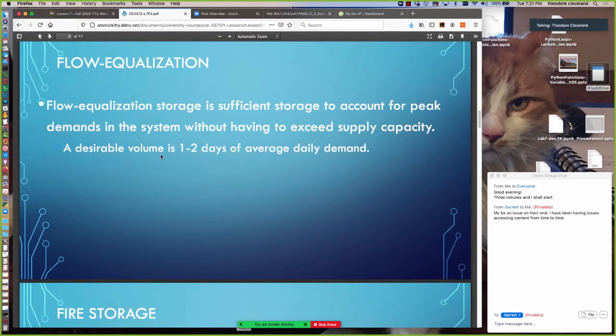Flow equalization storage, as a rule of thumb, its purpose is to provide enough volume to account for peak demands in the system without having to exceed supply capacity. And by that, let's suppose we have a pump that can deliver 200 gallons a minute indefinitely. We might have a peak demand at some point during the day in excess of 200 gallons per minute, and if the only way to supply that was to pump it into the system, then we would have to have a pump that could produce more than 200 gallons a minute to satisfy that demand.